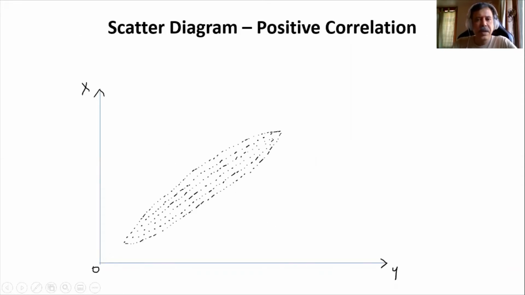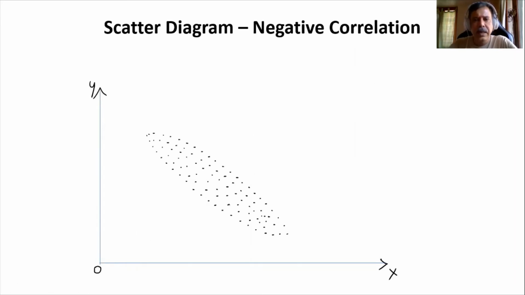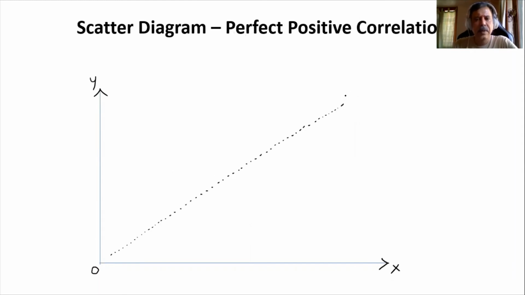In the previous case, when you say positive correlation, generally we write the value of the correlation coefficient, generally denoted by the symbol small r. So here the small r will be positive, greater than 0. And here the small r will be less than 0. When it is perfectly positively correlated, then your r will be equal to positive 1.